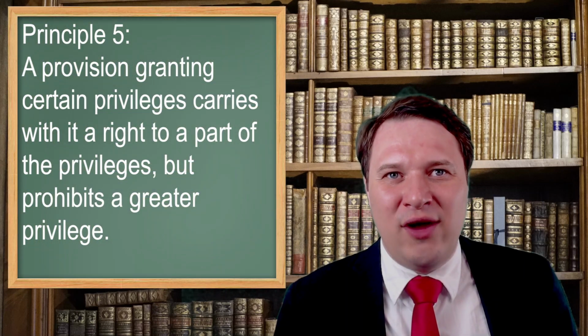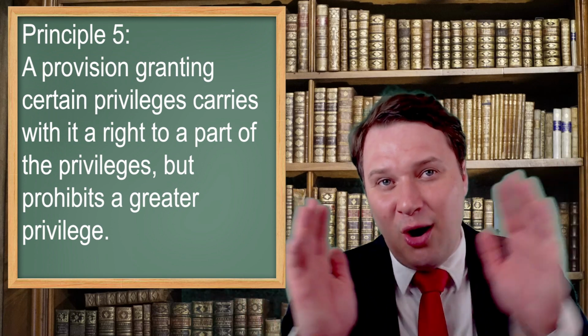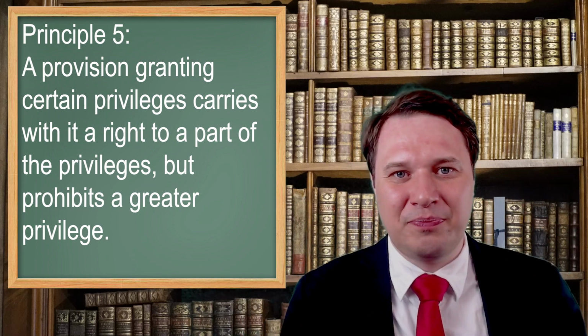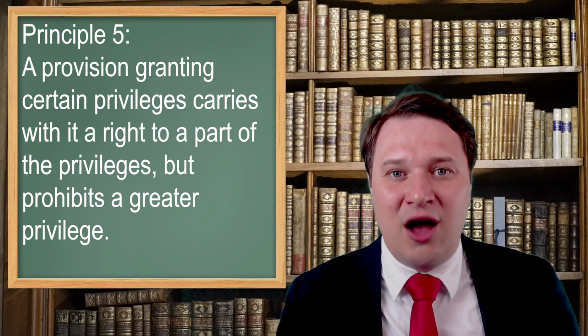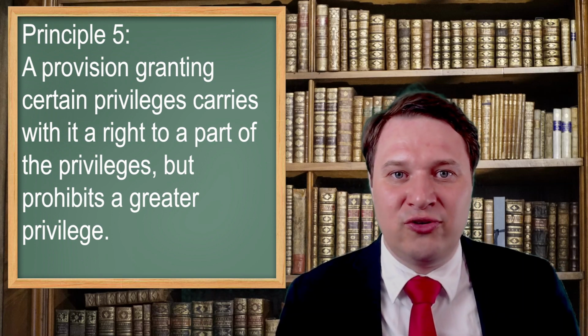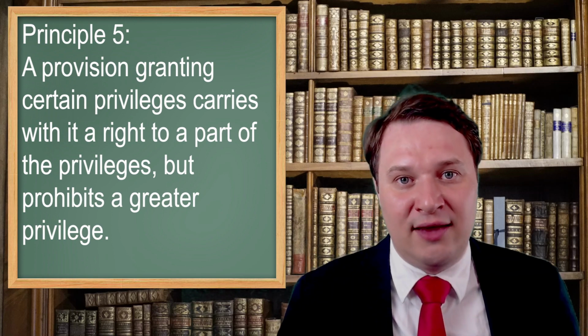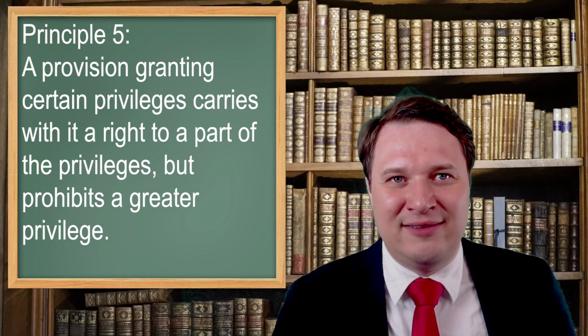The fifth principle of bylaw interpretation is similar to the fourth principle. Let's see what it says. A provision granting certain privileges carries with it a right to a part of the privilege, but prohibits a greater privilege. So as you can see, that's similar to principle number 4. If the bylaws authorize the power to do certain things, you can certainly do part of those things, but you're not able to exercise more power than what the bylaws allow. So let's look at an example.